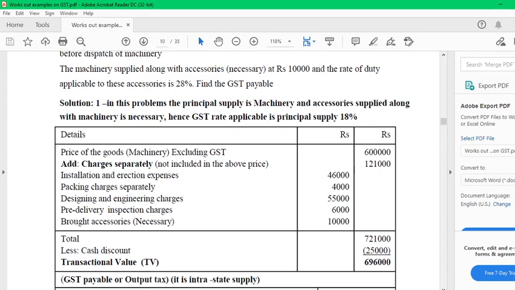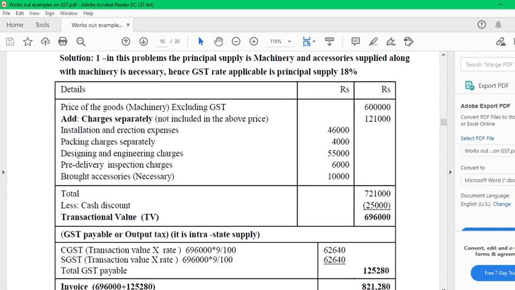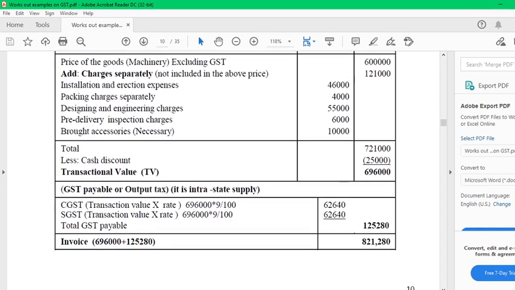Then the necessary items are also included. Total is 1,21,000. With the separate charges included, it comes to 7,21,000. From 7,21,000, now it is a trade practice, cash discount is there. That should be discount less 25,000, comes to 6,96,000. On 6,96,000, the goods movement is within the state, so you calculate GST, SGST and CGST at the rate of 18%.